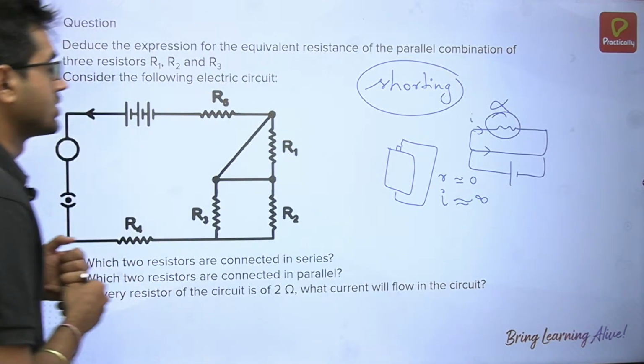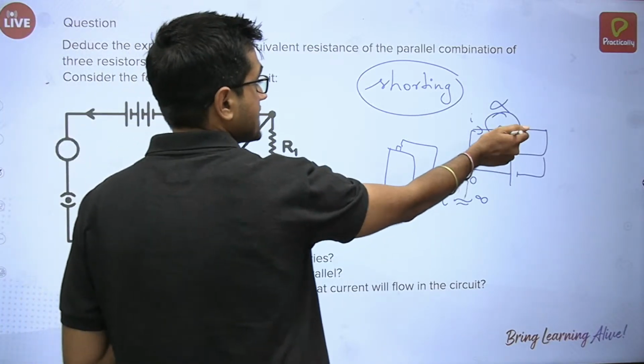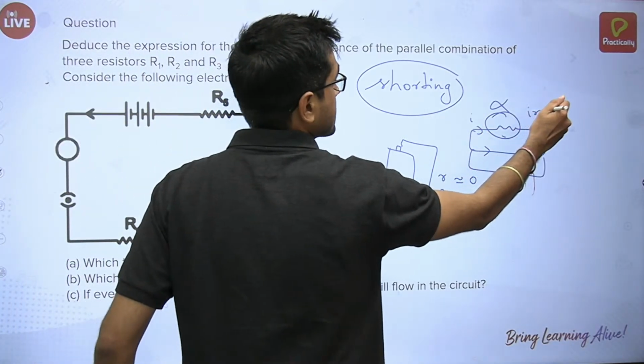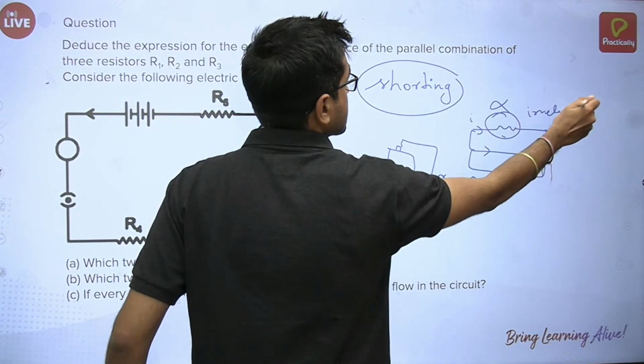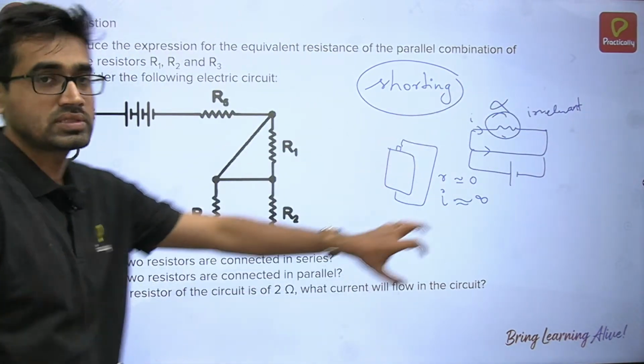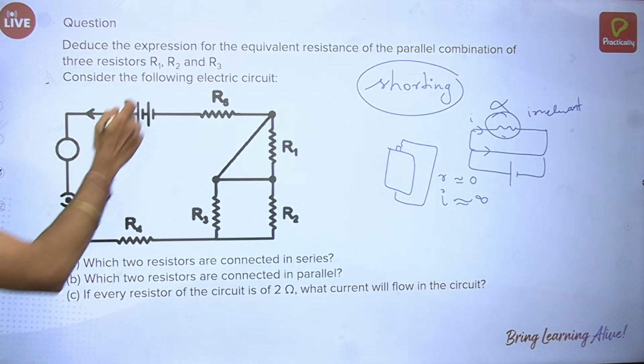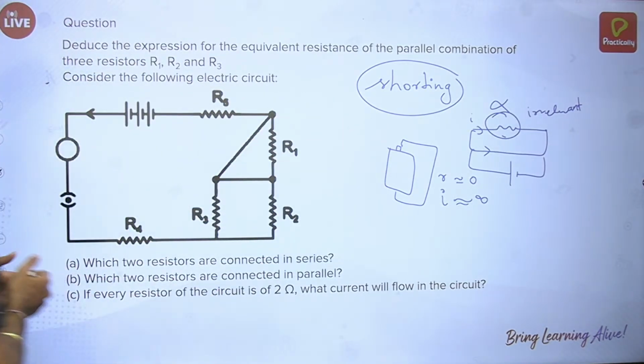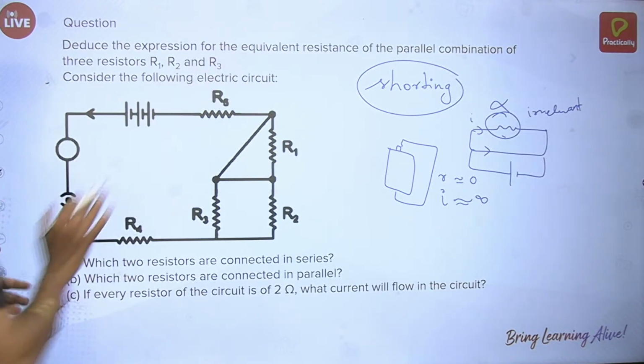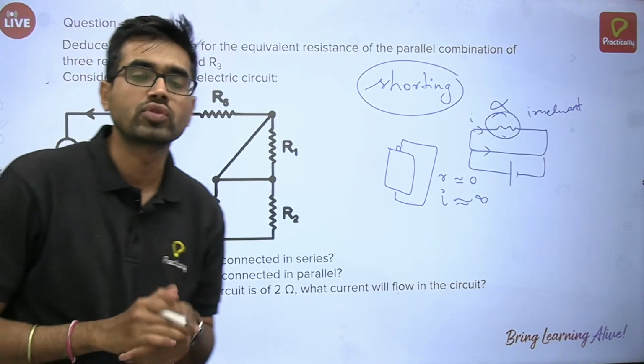Fine? Okay, so now this resistor has become irrelevant. This is the same concept which is going to be used in this question. If you read this question, you'll find that you have to deduce some expression for the 3 resistors R1, R2 and R3. We can do that. I'll do it on a separate page.